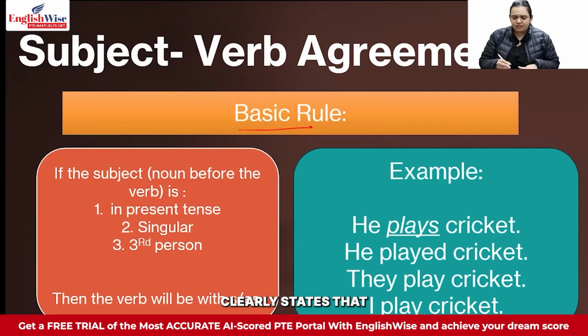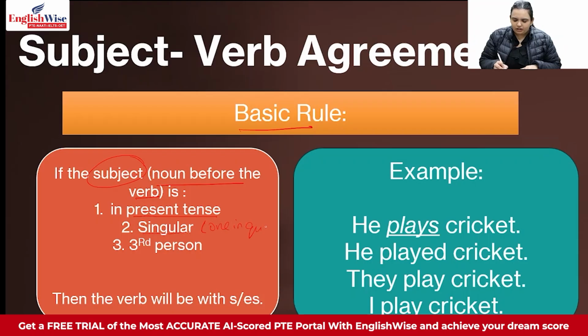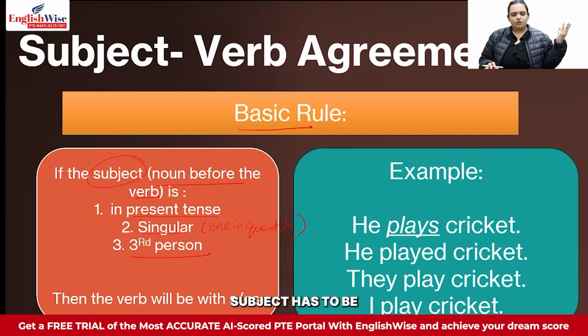The basic rule clearly states that if the subject, which is the noun before the verb, is following these three conditions, then you will be putting an S with the verb. Okay. So the three conditions are that the sentence has to be in the present tense. The subject has to be singular, that means it has to be one in quantity. And the subject has to be a third person, okay? That means the subject has to be a third party.